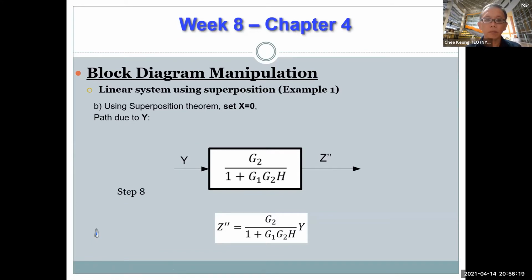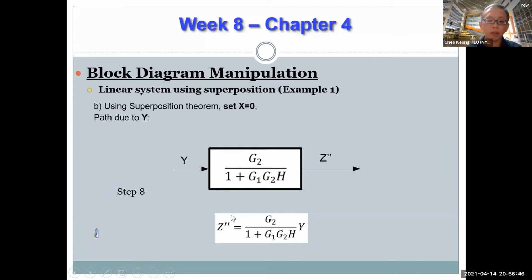Note that the denominator is 1 plus, not 1 minus, because the minus sign multiplied with minus G1H becomes plus. So take note that actually it is a minus, but because the H portion, which consists of minus G1H, is actually multiplied by the minus, it becomes plus G1, G2H. So therefore, that is the final expression for Y and the effect of Z prime prime.